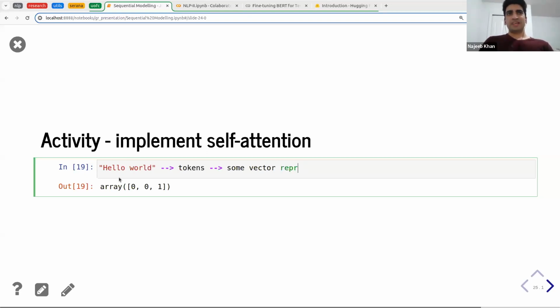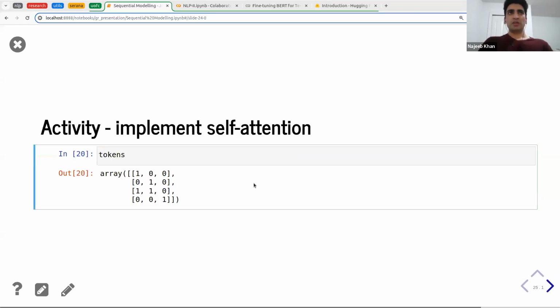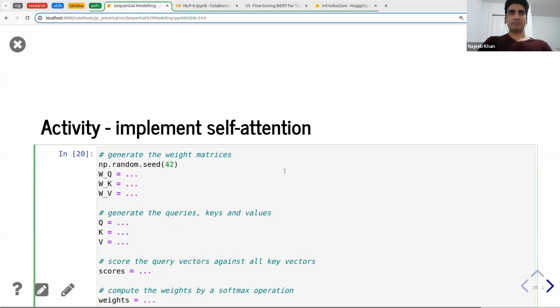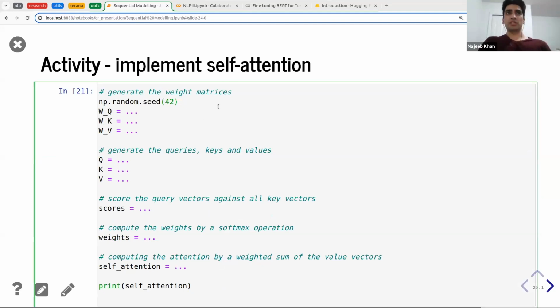So last time we looked at how to split this into tokens and maybe convert it into vectors by word2vec or one-hot encoding. That part I'm not looking at today, but today we are just starting with the tokens, okay? And at least for this part where we are implementing the self-attention mechanism, as we described, there are three matrices: the query, key, and value matrices.